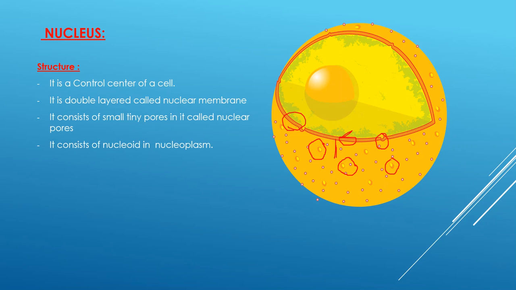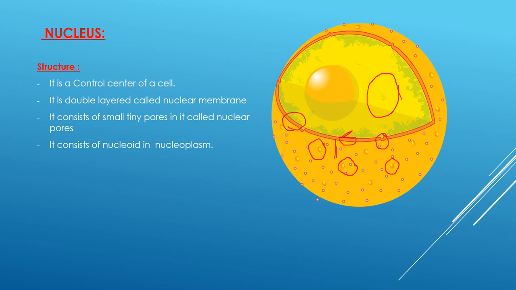And the nucleus also consists of a jelly-like substance, and this jelly-like substance is called nucleoplasm, that I am showing with the red mark inside the picture. This is the jelly-like substance which is present inside the nucleus. It is called nucleoplasm, similar to the cytoplasm of the cell, in which RNA synthesis takes place.